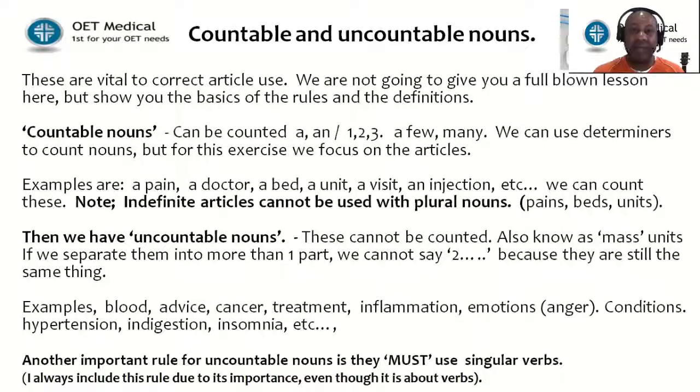Examples: a pain, a doctor, a bed, a unit, a visit, an injection. We can count all of those things. Two pains, three doctors, four beds, five units, we can count them.